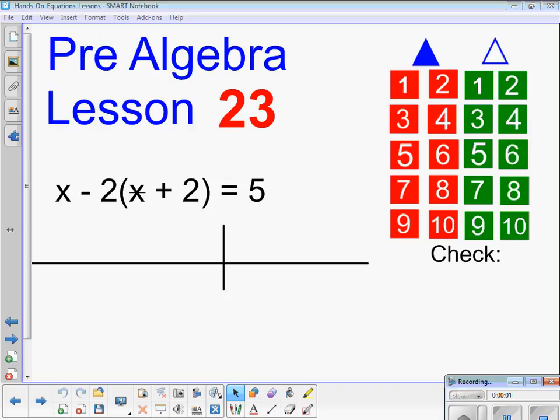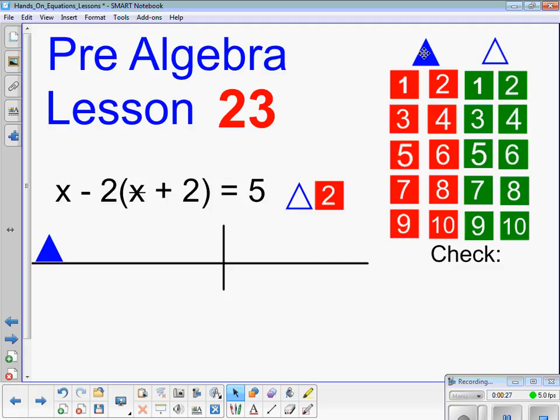All right, we're on lesson 23 of our Hands-On Equations. Here we have a neat little case. We have x minus 2 times the opposite of x, or star, plus 2 equaling 5. So I can definitely set this up. I've got x, but now I'm supposed to take away 2 of these stars plus 2, these opposite of x plus 2. Well, that means I've got to take away 2 of these items.